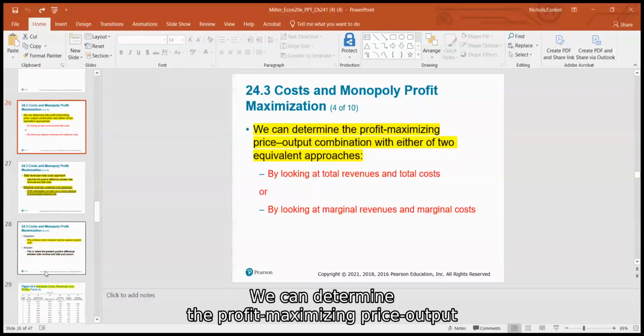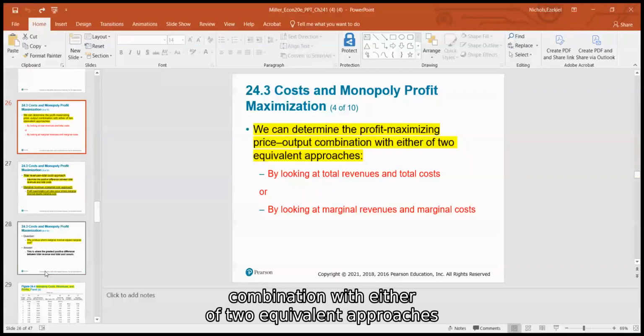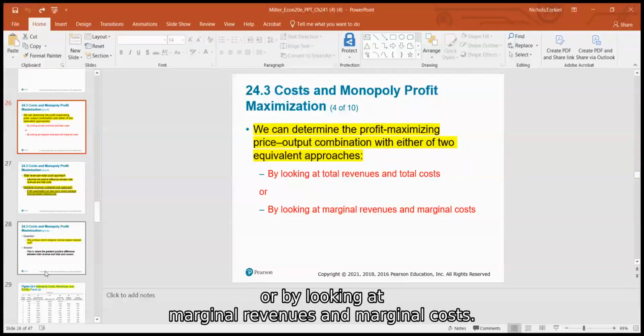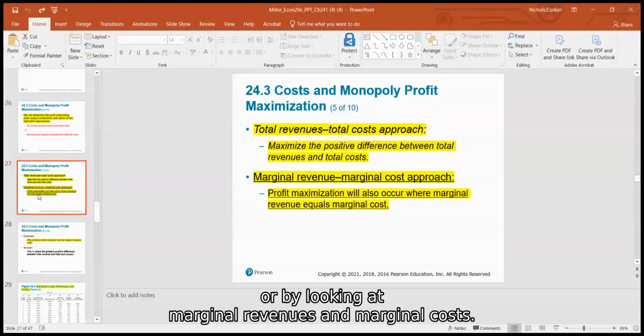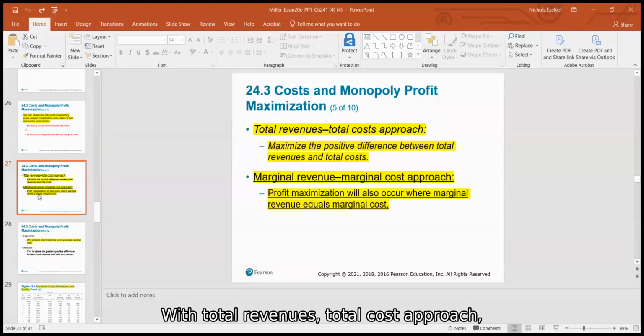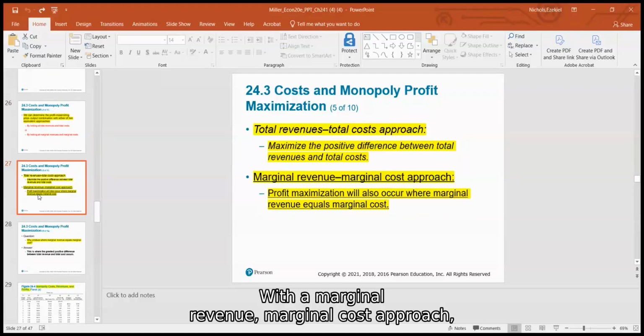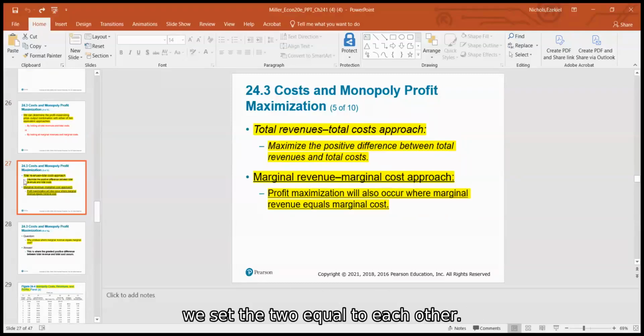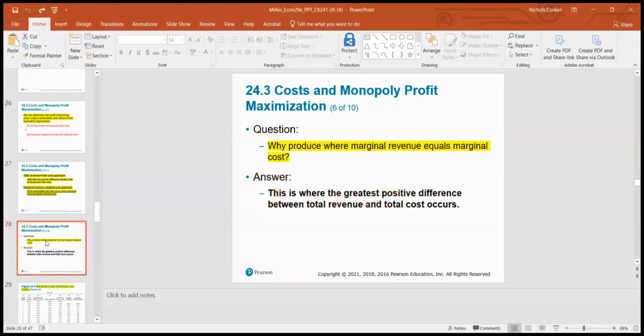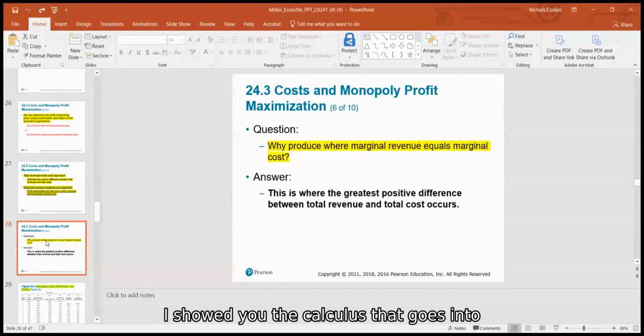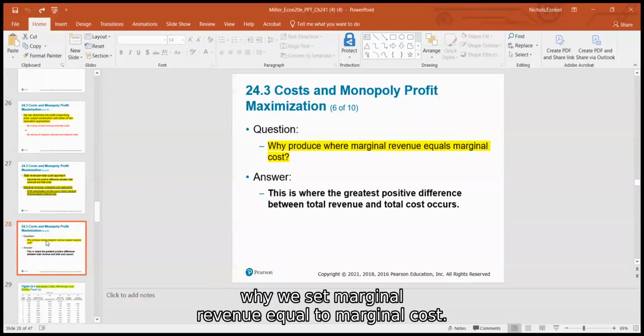We can determine the profit maximizing price-output combination with either of two equivalent approaches: by looking at total revenues and total cost, or by looking at marginal revenues and marginal costs. With the total revenue, total cost approach, we try to maximize the difference between the two. With the marginal revenue, marginal cost approach, we set the two equal to each other. So again, why do we set marginal revenue equal to marginal cost? If you remember from the previous lecture, I showed you the calculus that goes into why we set marginal revenue equal to marginal cost.